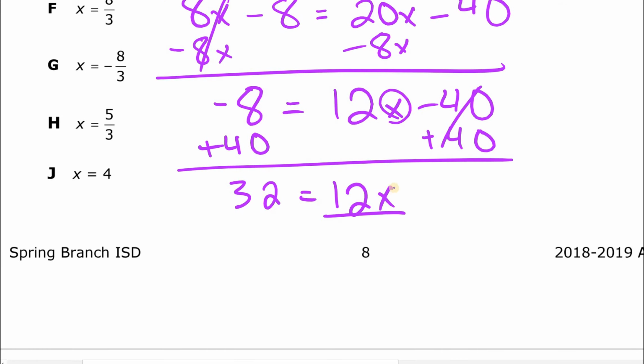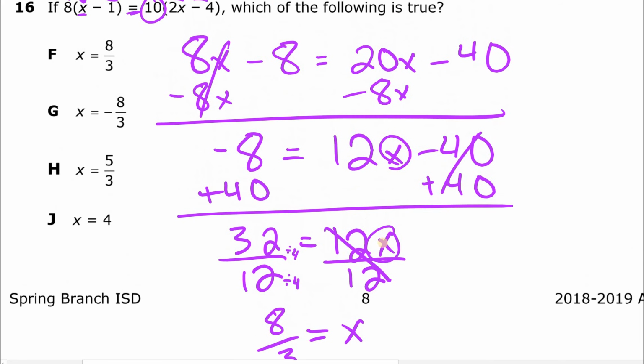Last step, we have to get the x on its own, so we divide, since currently that 12 is multiplying, the opposite's division. X is equal to 32 over 12, both divide by 4. So if we reduce it, we're going to end up with 8/3, and that's a positive 8/3. So the answer was F.